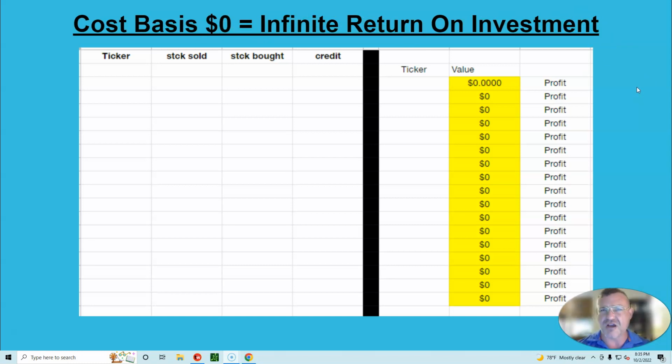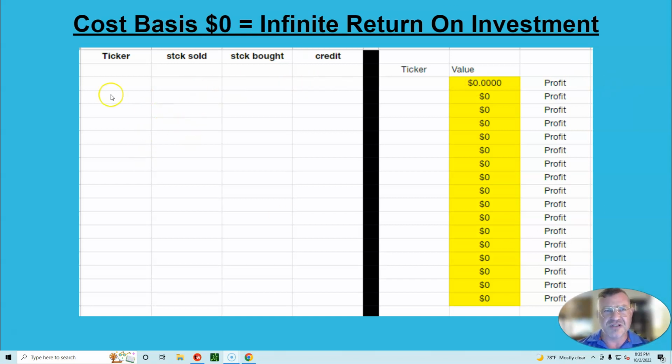Normally, you hear people talking about ROI, return on investment. They're like, I'm getting whatever, 20% ROI. I'm getting this, I'm getting that. What about an infinite return? It is possible. And let's take a look at this.